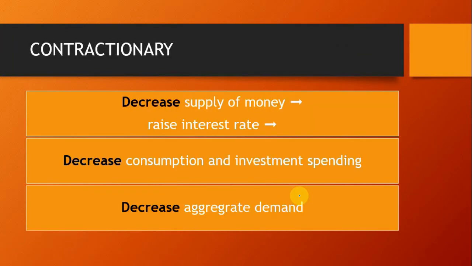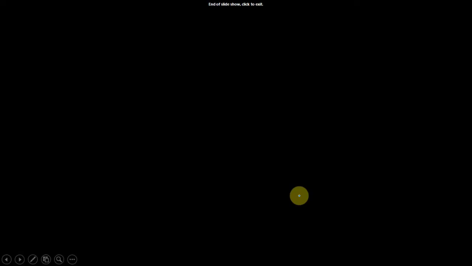And for contractionary monetary policy, the central bank will decrease the supply of money, which will lead to an increase in the interest rate, and therefore increase the cost of borrowing, and therefore it might discourage consumers or firms, who will decrease their consumption and investment spending, and therefore decrease aggregate demand, and in the end make the aggregate demand curve shift to the left. And that's it for monetary policy.